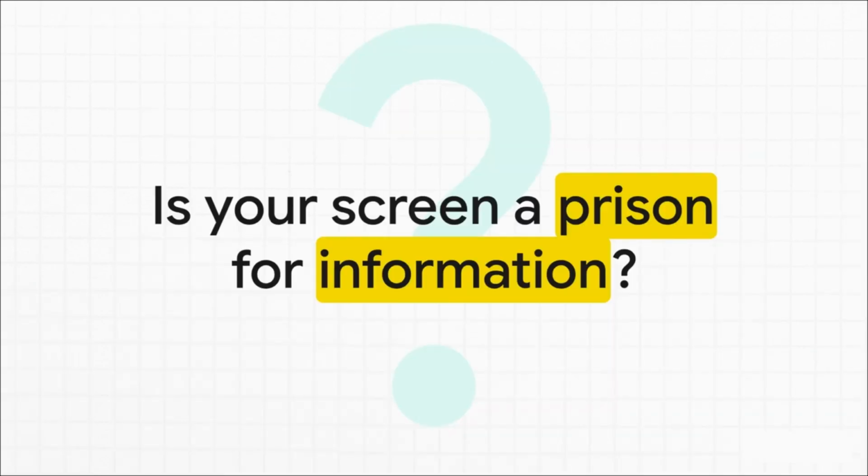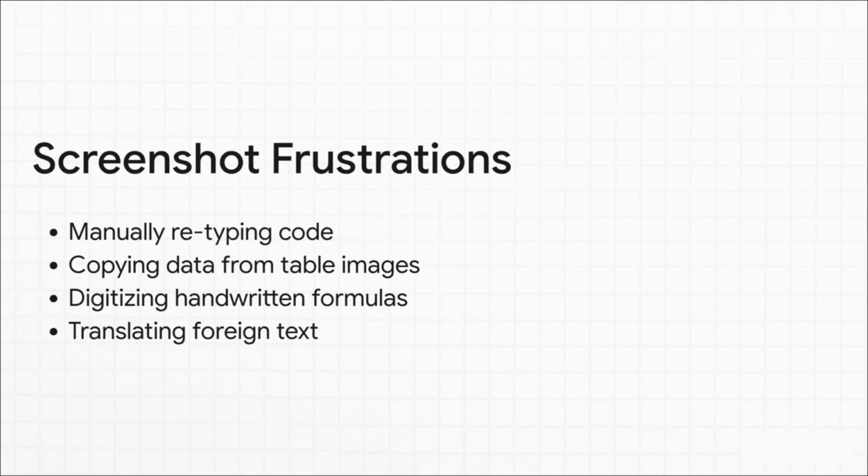So just think about this for a second. How many times have you been staring at your screen and there it is, that one perfect piece of information you need? Maybe it's a chart, a chunk of code, or a formula in some presentation, and you realize it's trapped, right? It's just a flat image completely locked behind a wall of pixels. You can see it, but you can't actually do anything with it. And that frustration leads to some of the most tedious tasks imaginable, doesn't it?